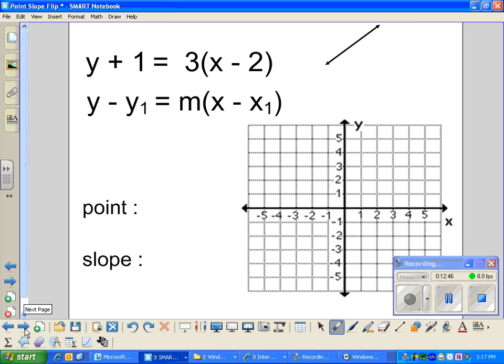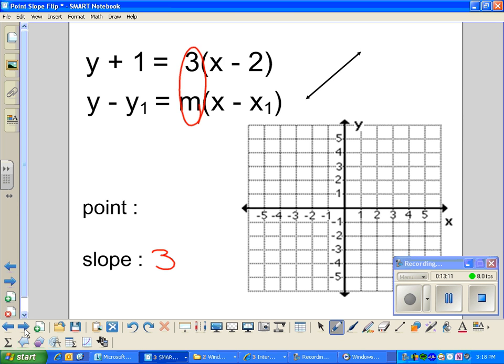Okay, let's try another one. Here's where remembering that adding is the same thing as subtracting a negative is going to come into play. So here's my equation. I'm going to find my slope first. That's the easiest. My slope is 3. It's going to be a positive slope. Oh, I already did that for you. So I would expect that it's going to be going up.